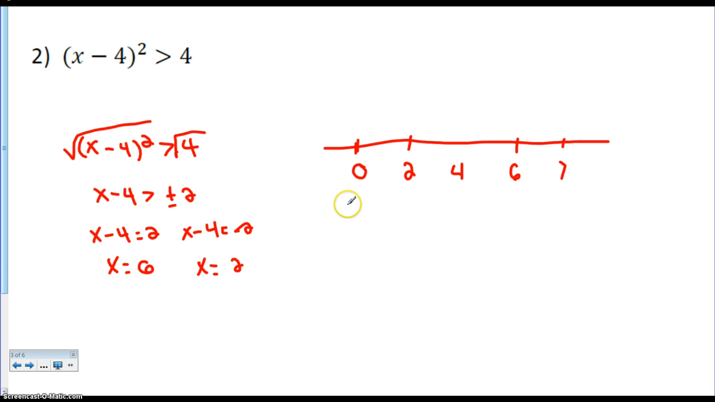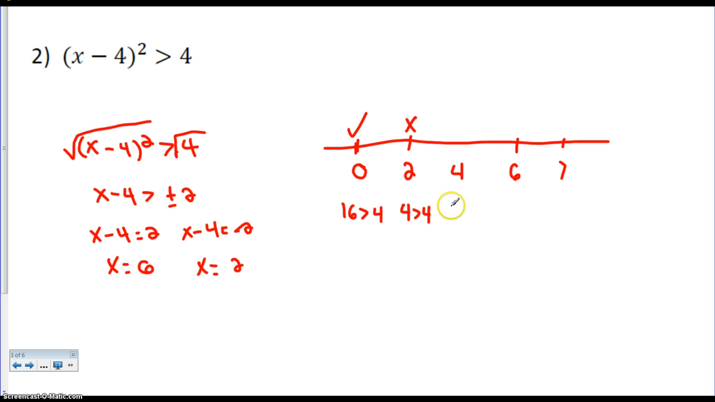So when I plug 0 into this inequality, I get 16. Is 16 greater than 4? Yes, so that's a solution point. Now I plug 2 into this inequality. 2 minus 4 is negative 2. Negative 2 squared is 4. Is 4 greater than 4? No. So this is not a solution point.